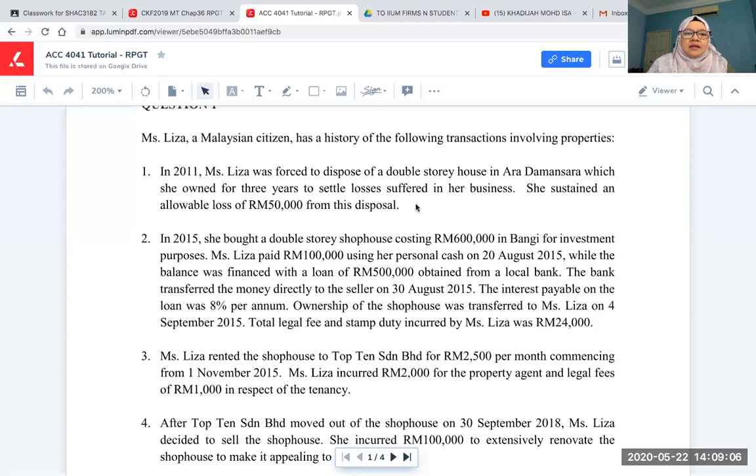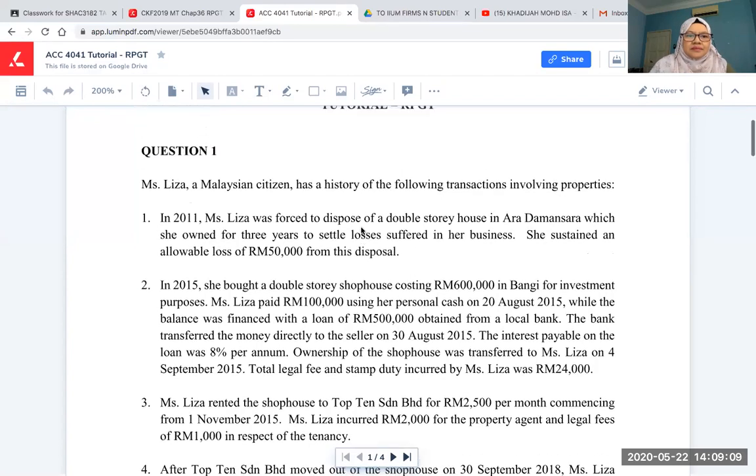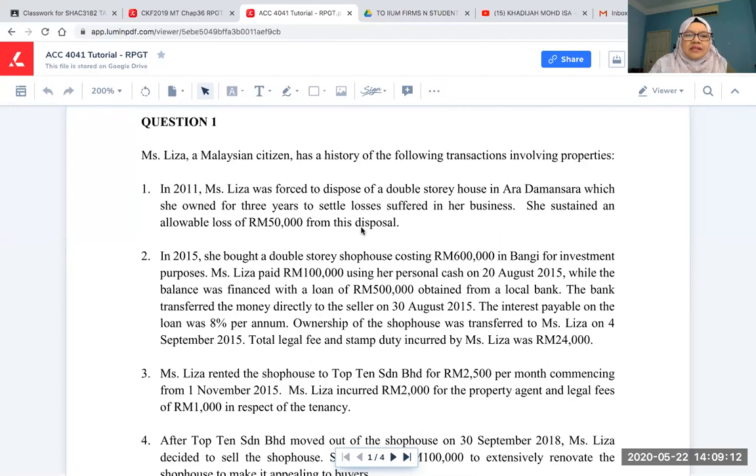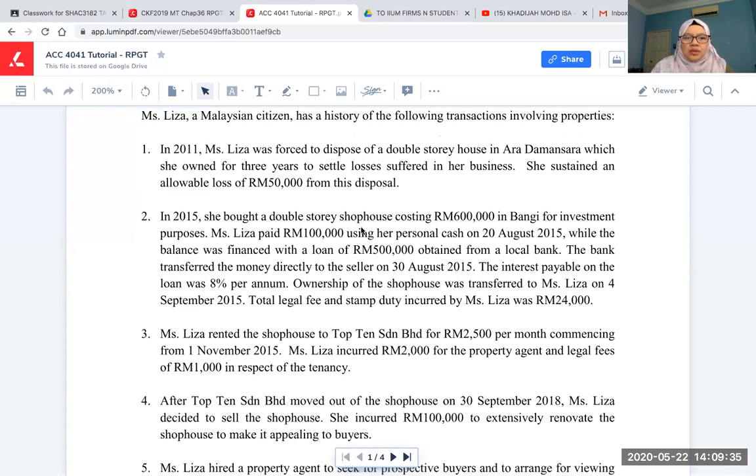Okay. All right. So let's look at the first question. Miss Liza, a Malaysian citizen, has a history of the following transactions involving properties. In 2011, Miss Liza was forced to dispose of a double-story house in Ara Damansara, which she owned for 3 years to settle losses suffered in her business. She sustained an allowable loss of 50,000 from this disposal. So for this disposal, you don't have to do any computation. They just give you that in 2011 there's a disposal and that disposal resulted in an allowable loss of 50,000.